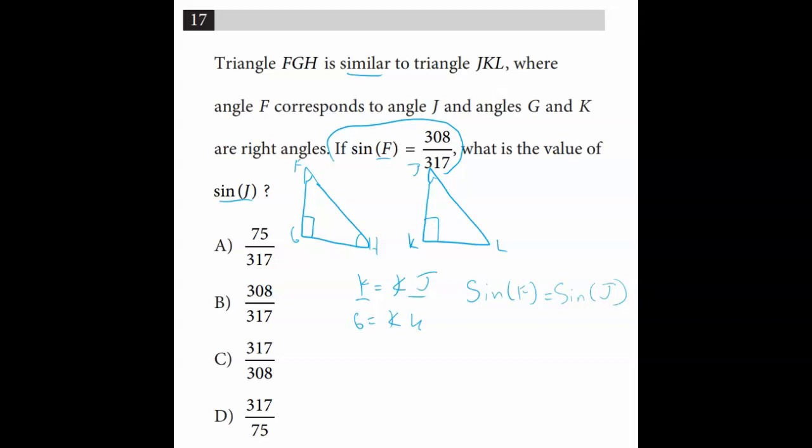So you actually don't need to do any math for this problem. You just need to know that if similar triangles have similar angles, they have the same angles. And so if the sine of F is 308 over 317, then the sine of J should be the same. So that's why that's the correct answer. That's why B is the correct answer for number 17.